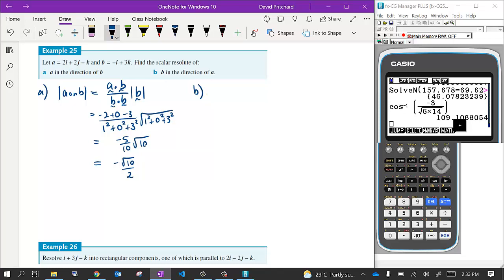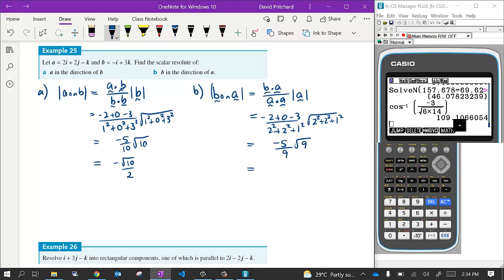When we look in the other direction and we're saying that it's B on A, then that means we're going to say that it's B dot A, which is the same as A dot B, over A dot A, and the magnitude of A. So it will be, again, -2 plus 0 take 3. A dot A will give us 2 squared plus 2 squared plus 1 squared, and the magnitude will be square root of 2 squared plus 2 squared plus 1 squared. So we've got -5 over 9 square root of 9, and that means we've got -5 times 3 over 9, and that leaves us with -5/3.